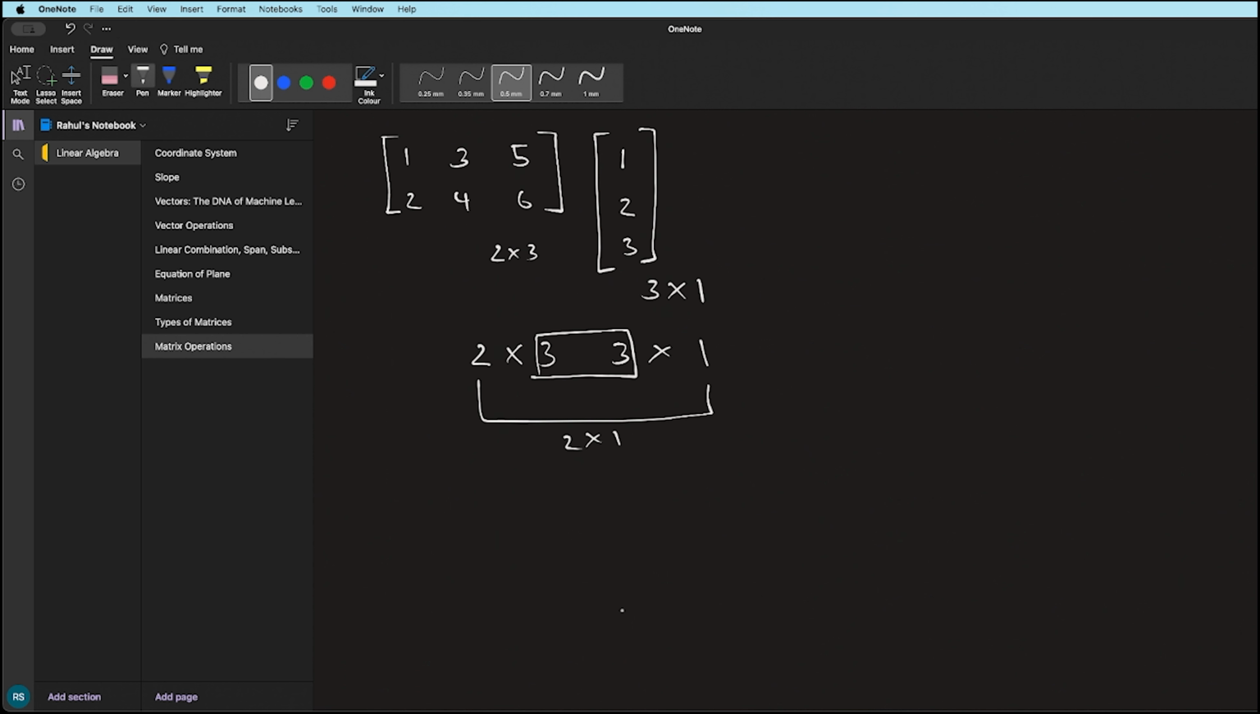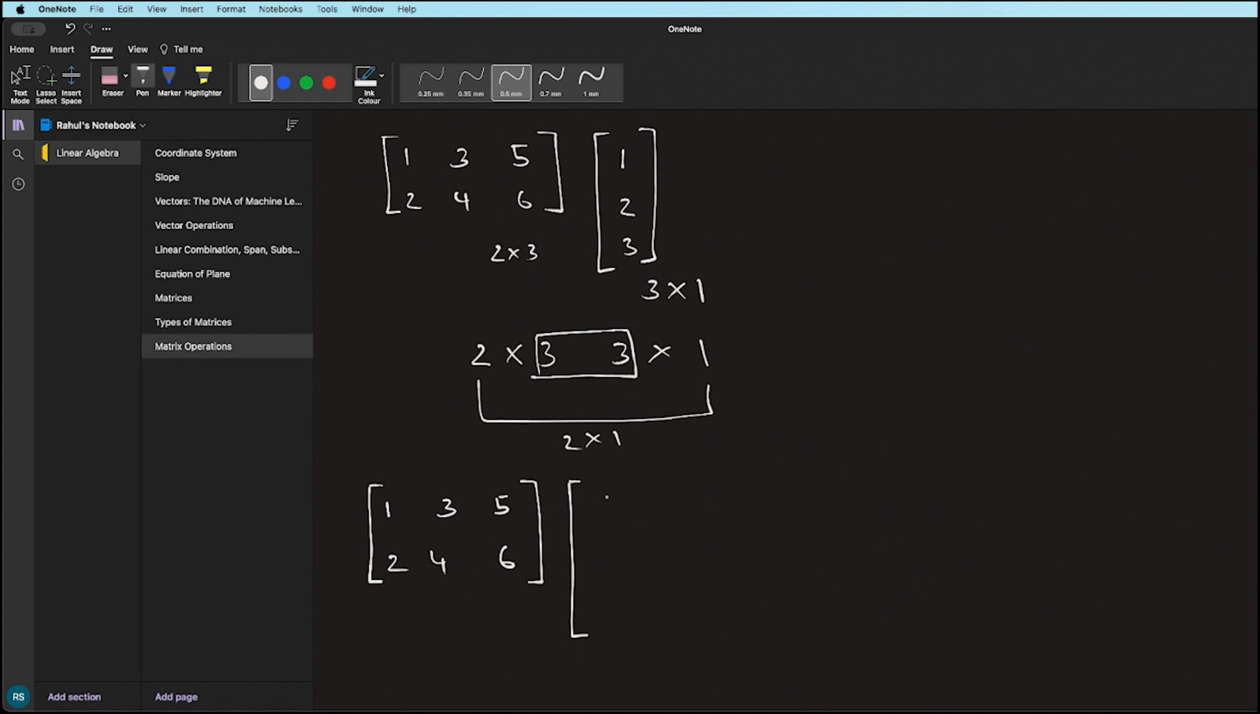So let us multiply and understand if it is really 2 cross 1 or not. Let me draw this matrix once again. 1, 3, 5, 2, 4, 6.